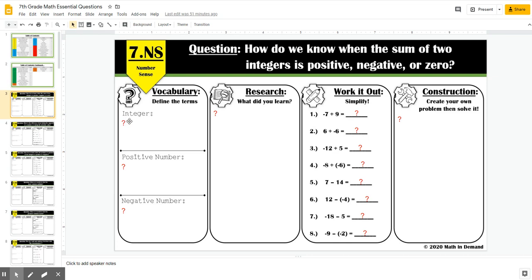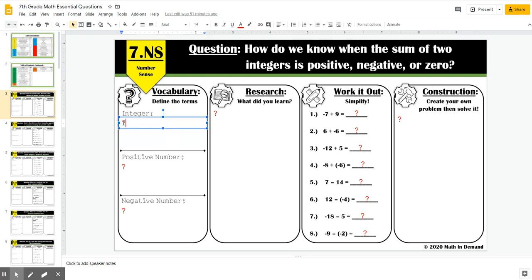Okay. So what students are going to do is anytime they see a red question mark means that they can write in there. So they can type. It's a text box. So what I would do is I would define the vocabulary term by looking through class notes, or researching online. And then students can just type in here. So I'm going to put an integer is... And students will, again, give me the vocab.